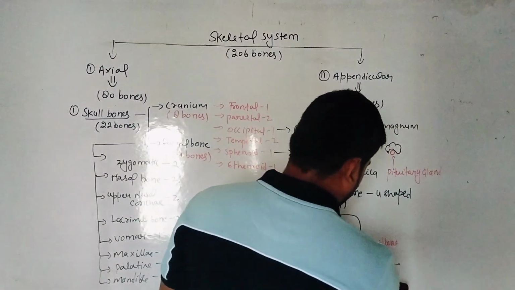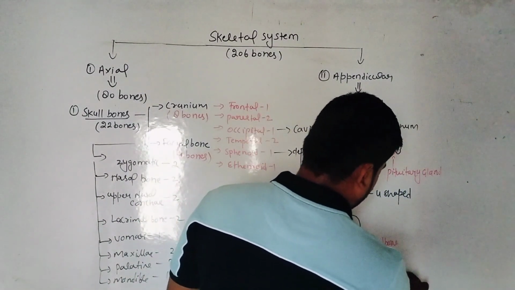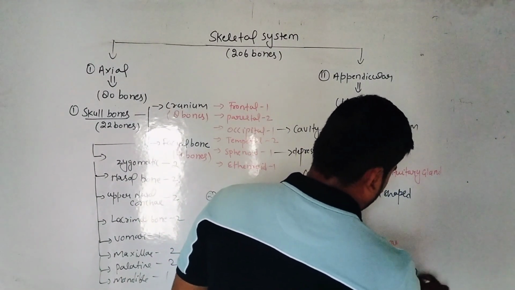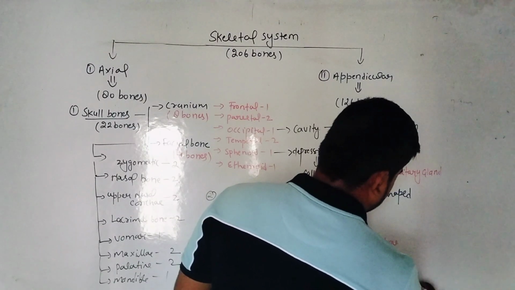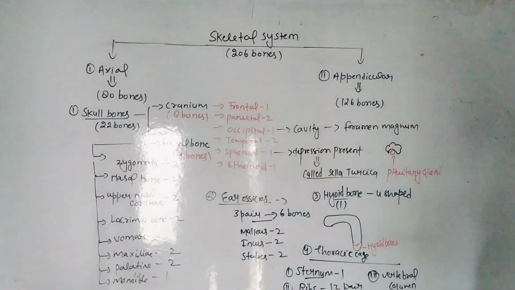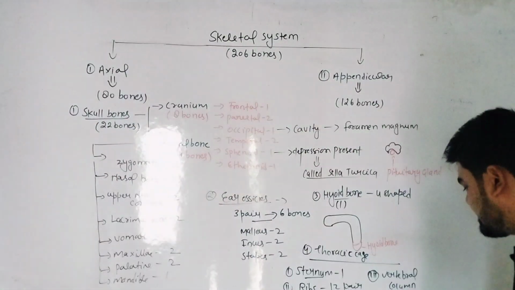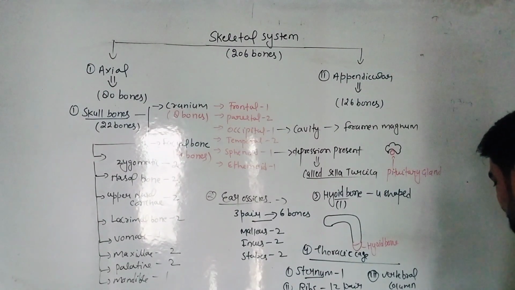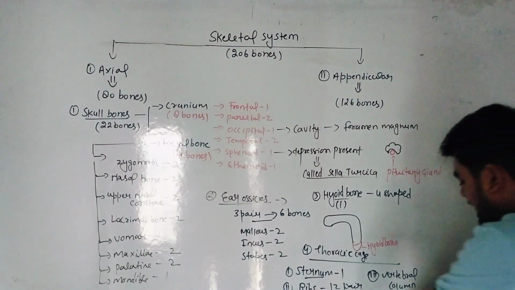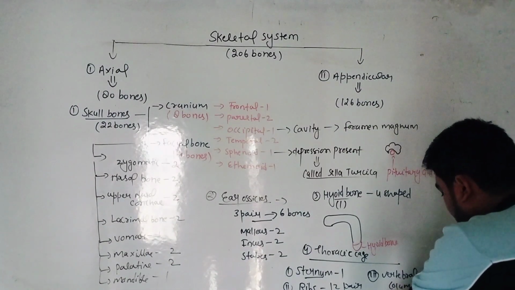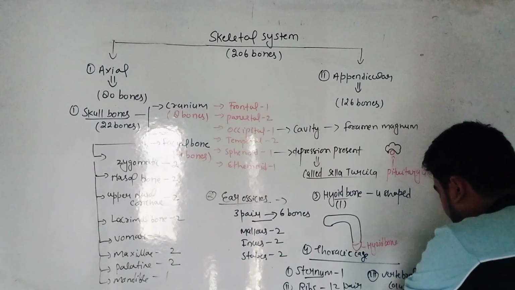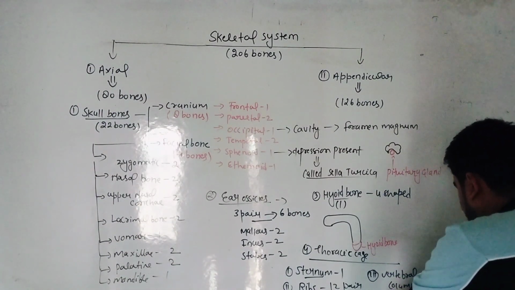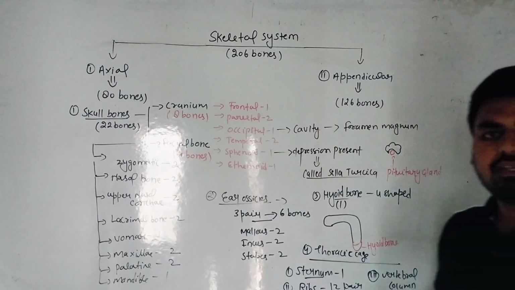And the third one is known as the vertebral column. In the vertebral column, how many bones are present? 26 bones in the case of an adult, and 33 bones in the case of a growing child or infant. Clear or not?